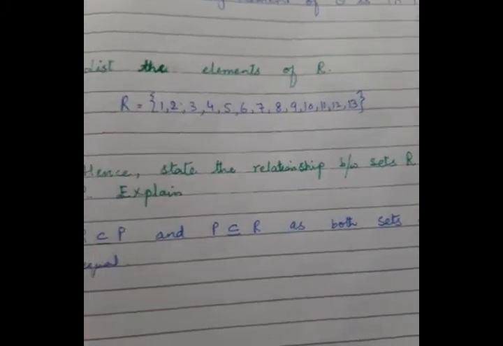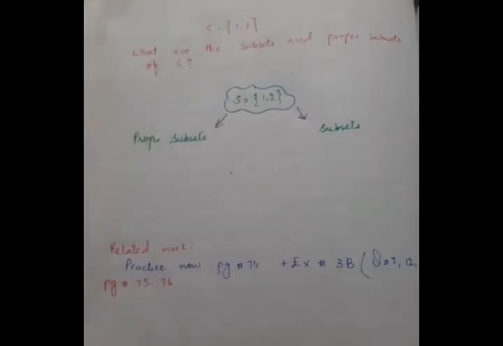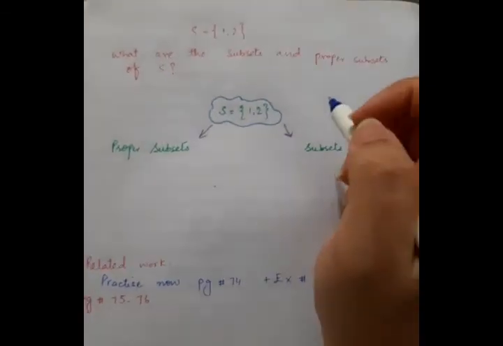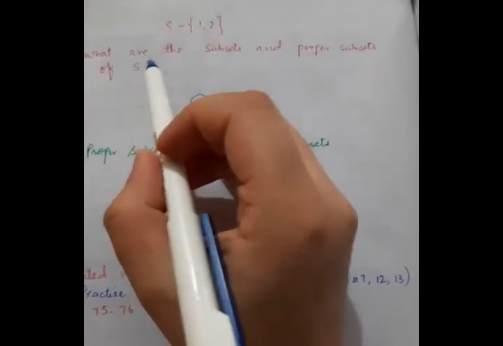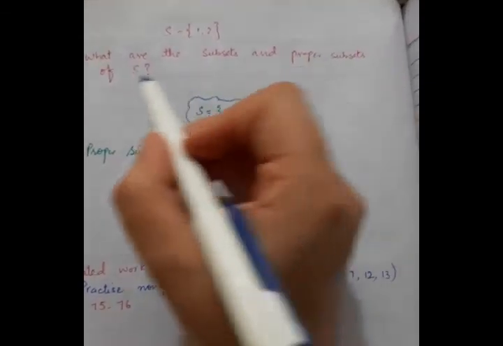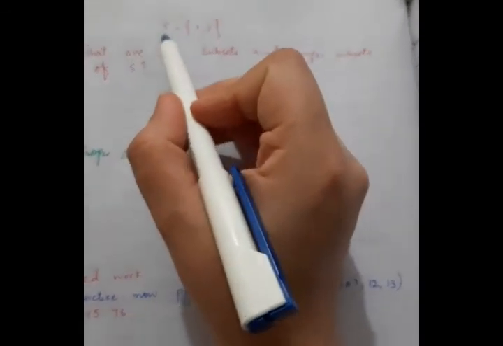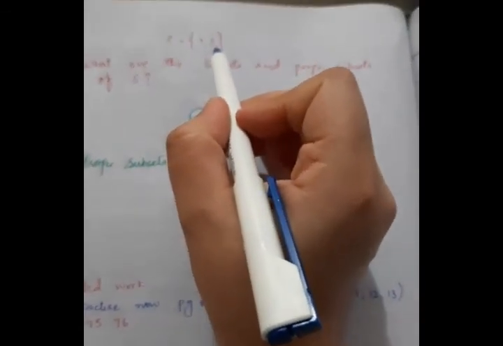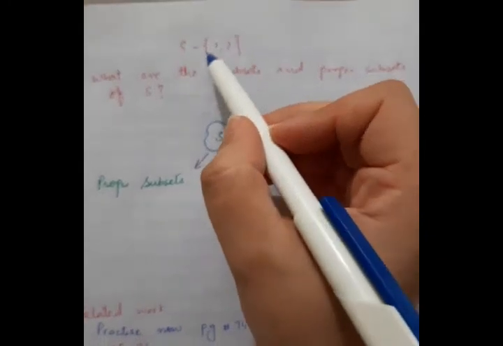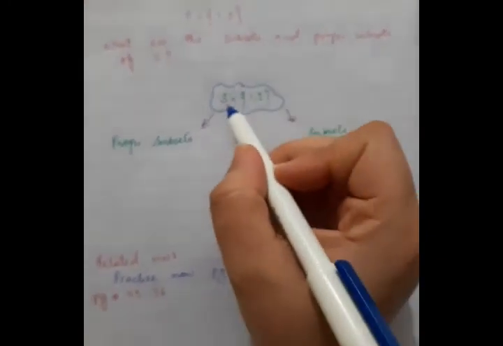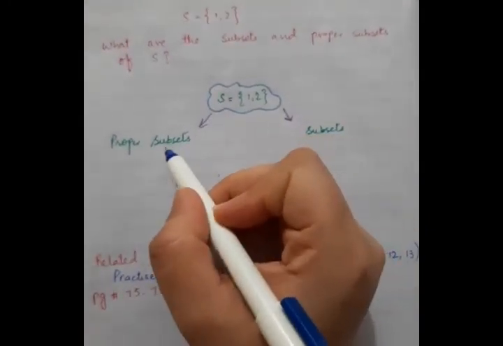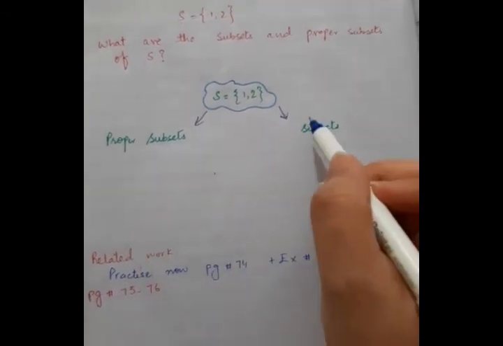Now I am going to do the last example of today's lecture, which is: what are the subsets and proper subsets of set S. And S is given as 1 and 2. The elements are 1 and 2. So here the set is this. I'm going to write the proper subsets here and the subsets here.